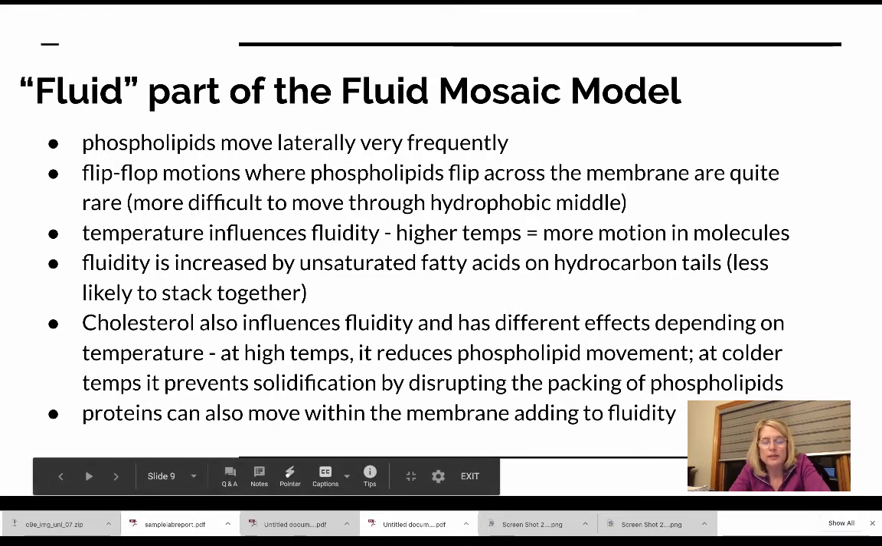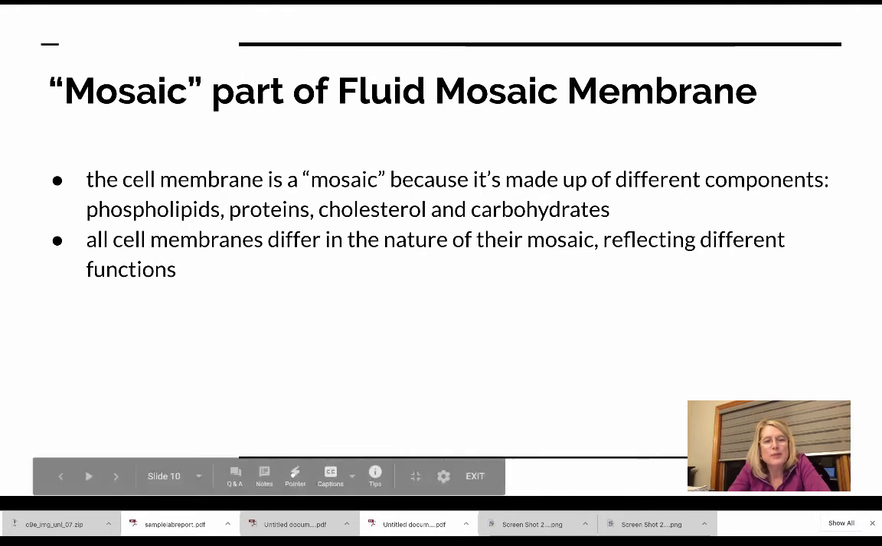Proteins are also moving. It looks weird that they're those big structures stuck into the membrane, but they can also move. They can drift through the membrane. And so when you're thinking about this membrane, think about it in motion. Take a look at some of the videos that I posted on Classroom that shows this kind of dynamic nature of the cell. The cell's not just sitting there. Things are moving. Things are being transported. So all of these things can move through and contribute to the fluidity of the membrane. The mosaic part of the name, and if you take art and you know about mosaic art, it means you're putting different components together.